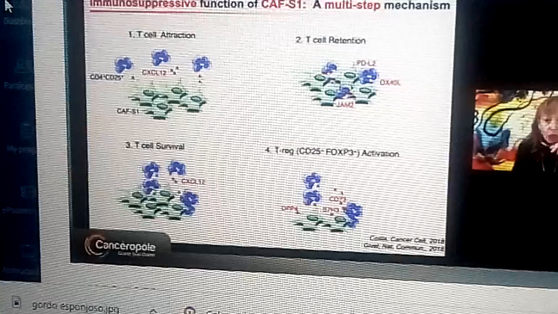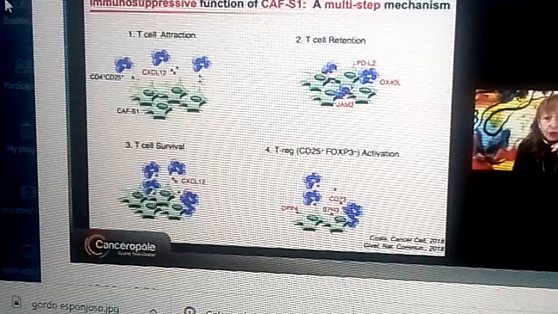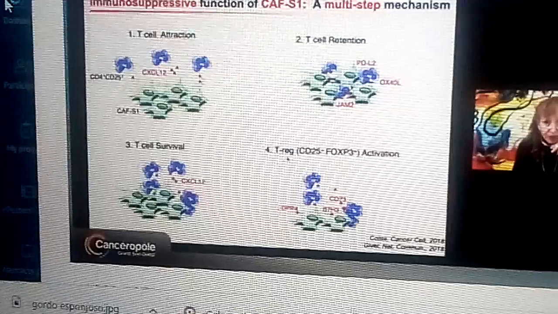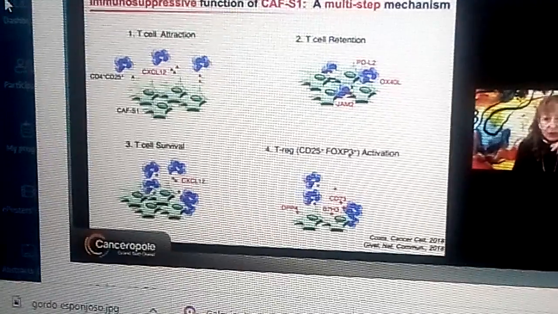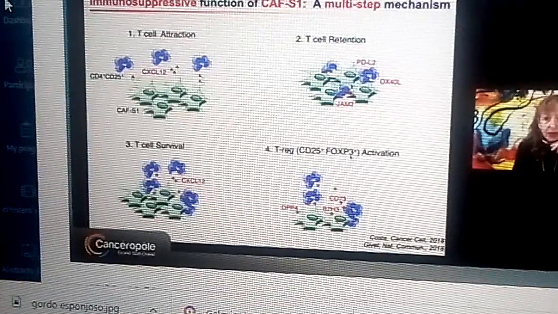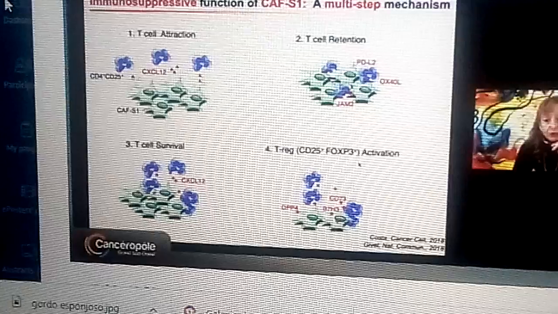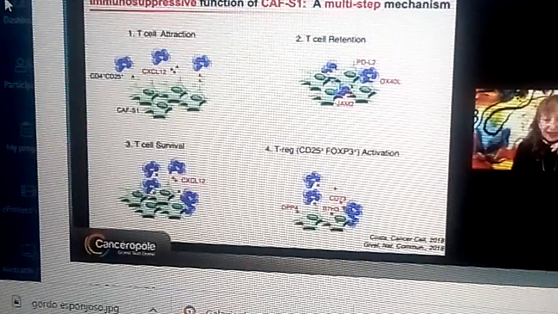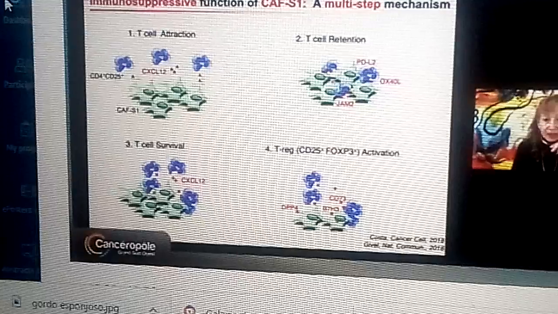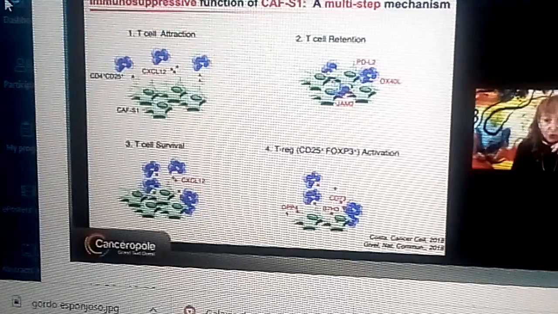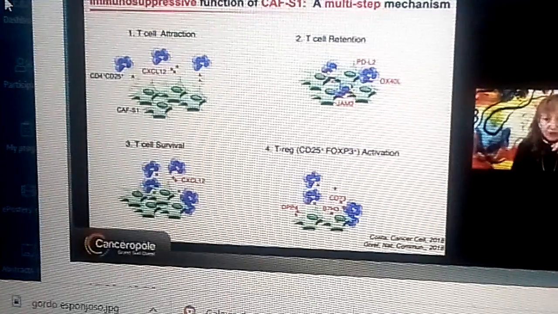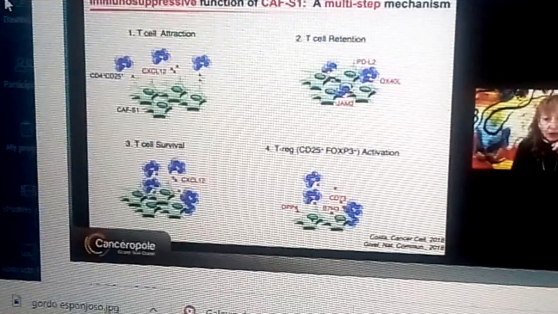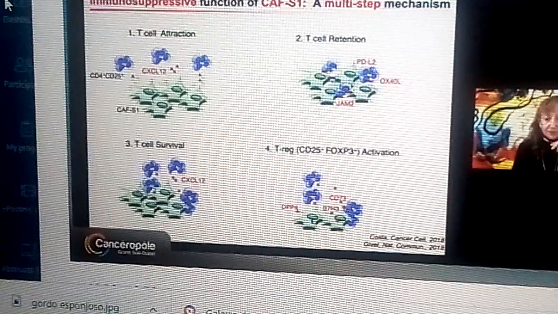And finally, we found that the CAFS1 cells are also able to promote the activation of Tregs, meaning CD25 positive, FOXP3 positive T cells, and these cells are able to reduce the proliferation of T helper cells, and this is associated with a huge expression by CAFS1 cells of DPP4, B7H3, and CD73.